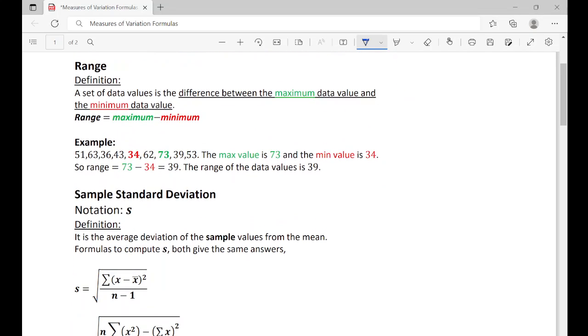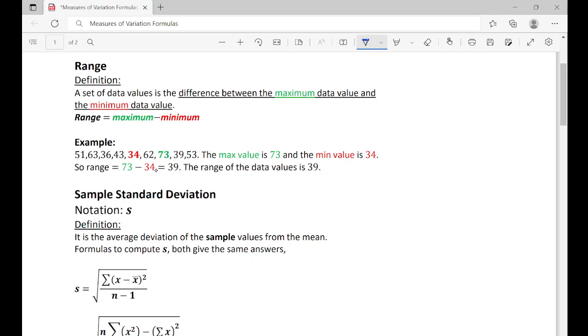So first we're going to go over the first measure of variation, which is the range. And it is simple. It's just the difference between the maximum data value and the minimum data value. So just max minus min. If you're given a set of data values, let's say this set right here, and we want to find the range, I've kind of color coded it already. In red is the minimum, which is 34, and in green is the max, 73. So we just subtract the two and we get 39.